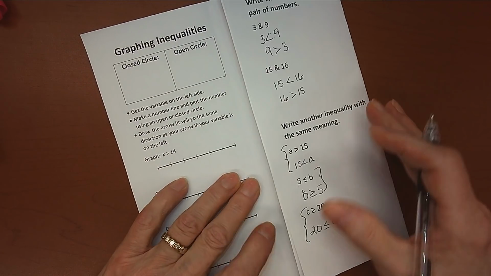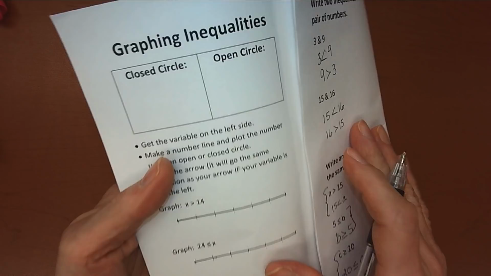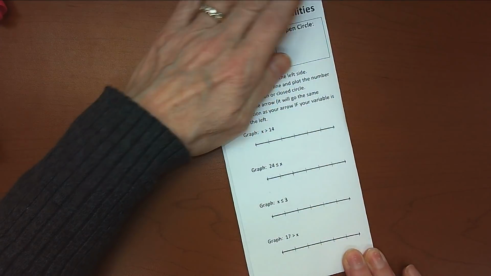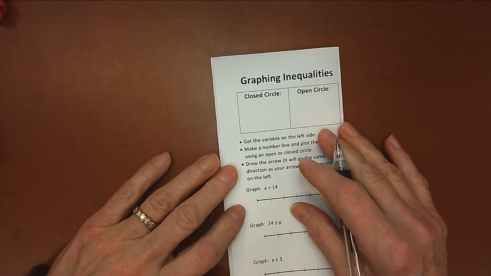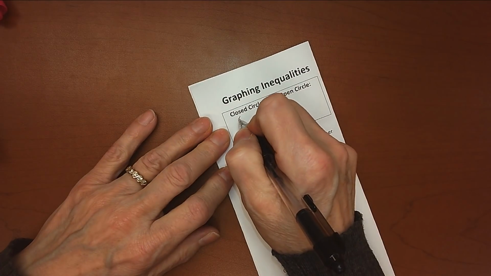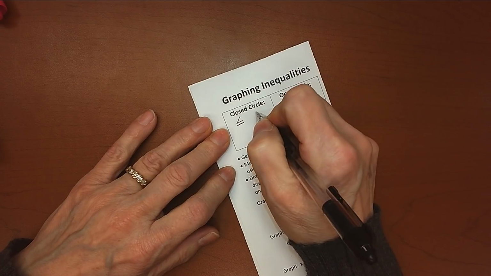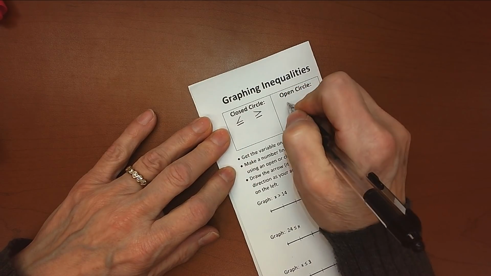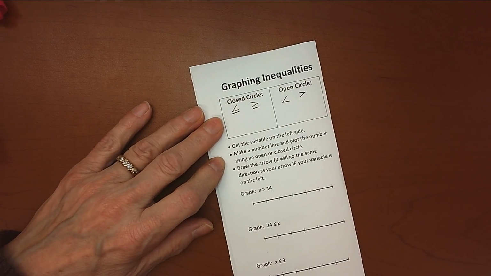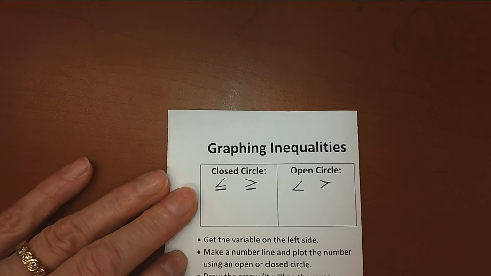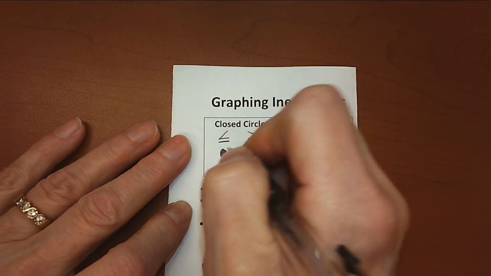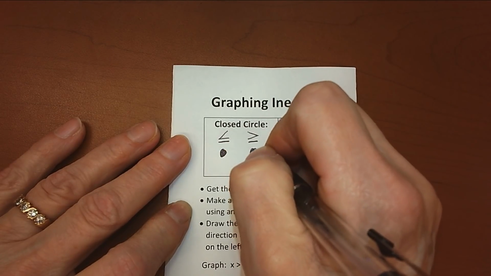All right, let's look over here at the first part of our trifold. We're going to graph these inequalities, which means we're just going to plot them on a number line. And so we need to be able to differentiate between the symbols is less than or equal to and is greater than or equal to, and then just less than or greater than. We've got to be able to differentiate between those two when our inequalities are on a number line. And so in order to do that, we use a closed circle on our number line when we're dealing with the greater than or equal to or less than or equal to.